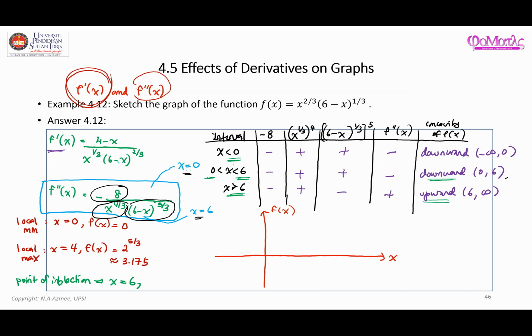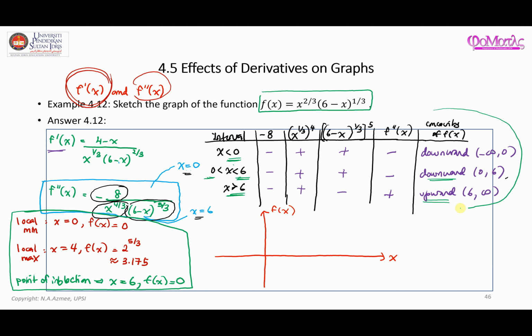When x equals 6, you can plug into the original function and get the value of f(x). So when x is equal to 6, f(x) is going to be equal to 0. We are going to consider all these points in order to sketch the graph, and also the concavity of f(x), and also the previous table that you have constructed, which is related to the increasing and decreasing intervals.